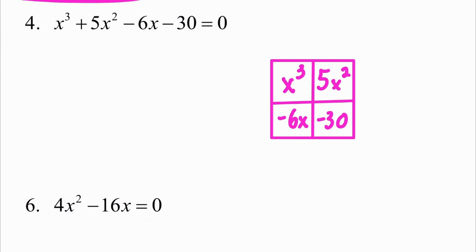Out of the first column, we can take out an x. Out of the second column, I can take out a 5. In the first row, I can take out an x squared, and in the second row, I can take out a negative 6. So we have x plus 5 and x squared minus 6, and we do need to go further.